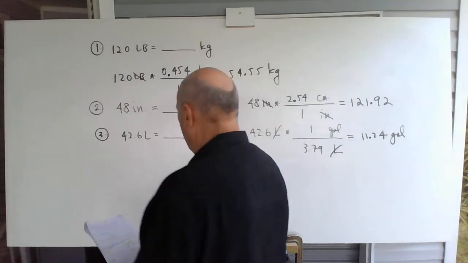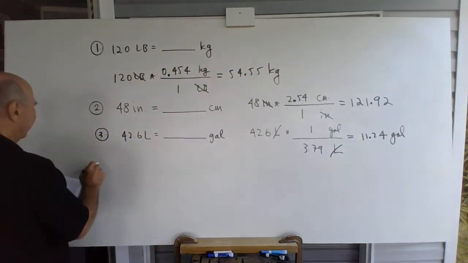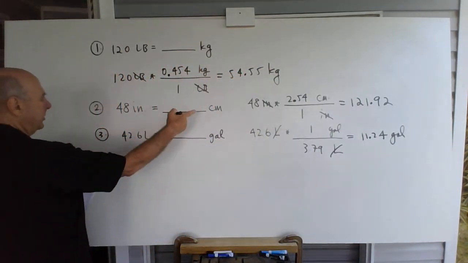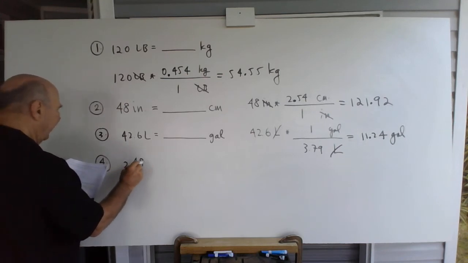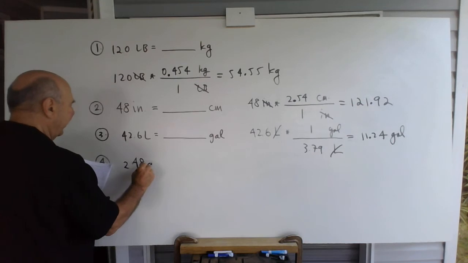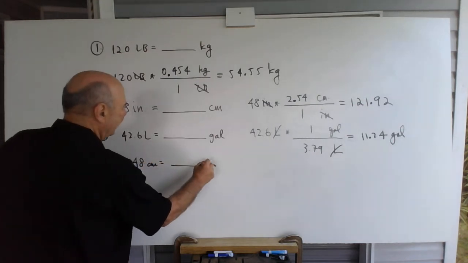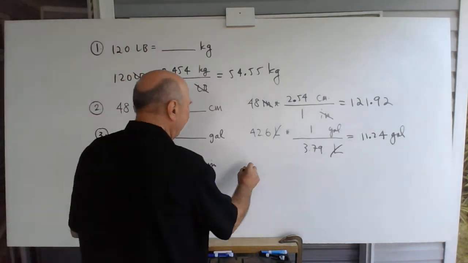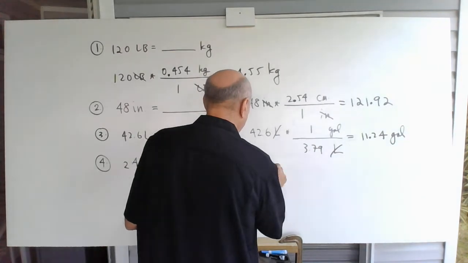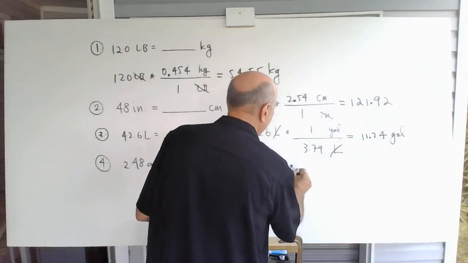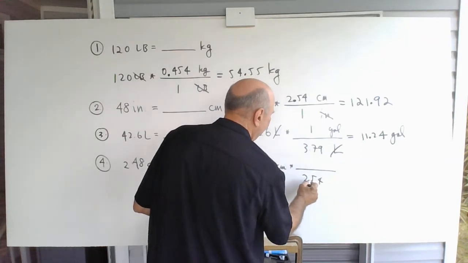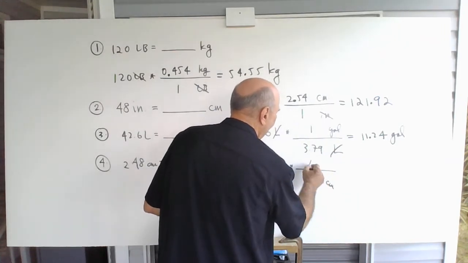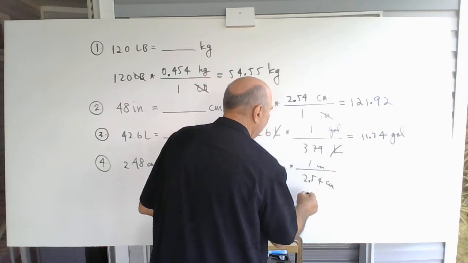Okay, here's one where we're going centimeters to inches. We'll go backwards. In number 2, we went from inches to centimeters. This one you should be able to see how it all fits together. 248 centimeters is how many inches? Well, I'm going to use the same unit fraction, only in reverse, upside down. I'm going to put 2.54 in the denominator and 1 inch in the numerator.